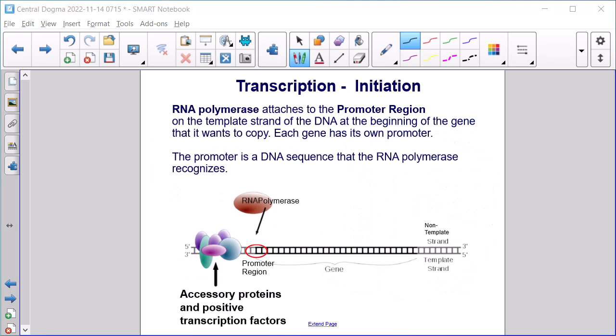Transcription initiation. RNA polymerase attaches to the promoter region on the template strand of the DNA at the beginning of the gene that it wants to copy. You can see the promoter region here on this length of the gene where RNA will attach. The promoter is a DNA sequence that the RNA polymerase recognizes. This is a group of accessory proteins and positive transcription factors.